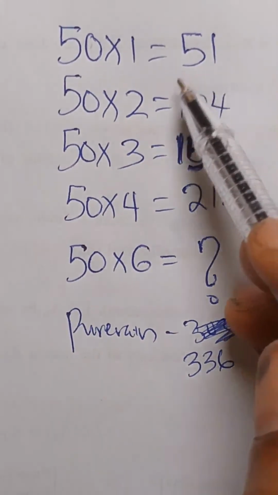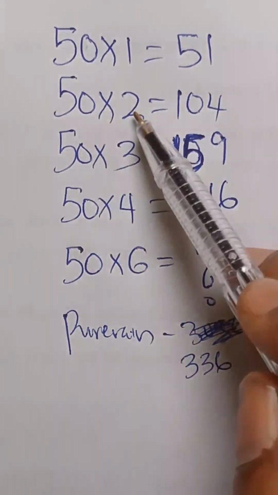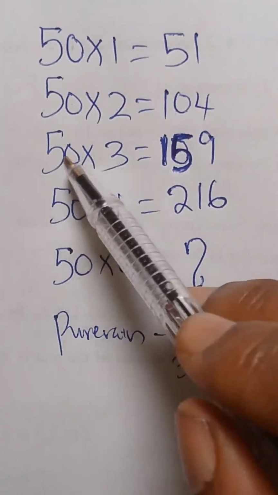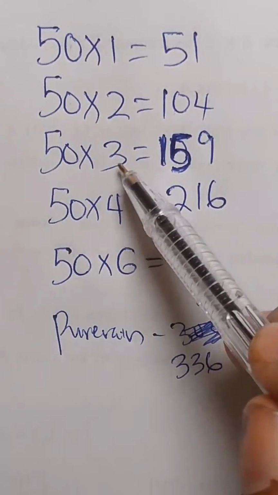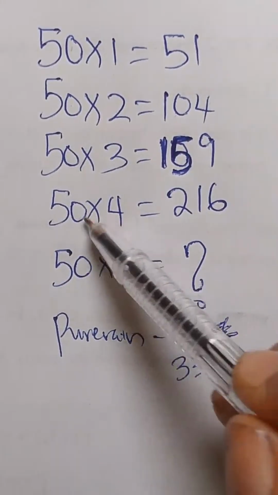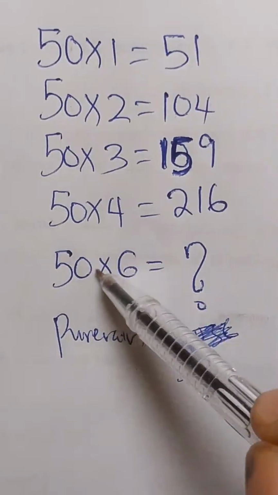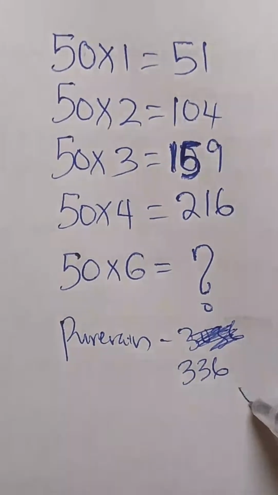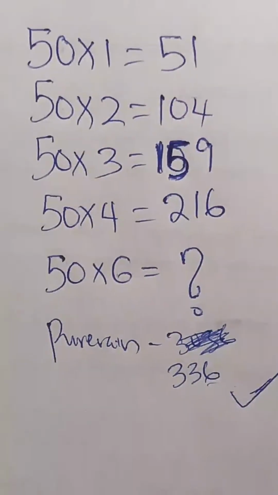All right. Then on this side, 50 times 2 is 100 plus 2 squared is 4. That is 104. 50 times 3 is 150. 3 squared is 9. If you add 150 to 9, you get 159. 50 times 4 is 200. 4 squared is 16. That is 216. 50 times 6 is 300 plus 6 squared. That is 336. The answer is correct, Pure Rain.